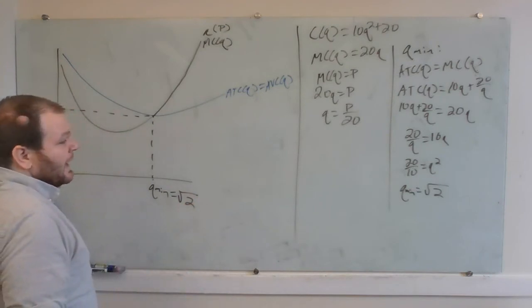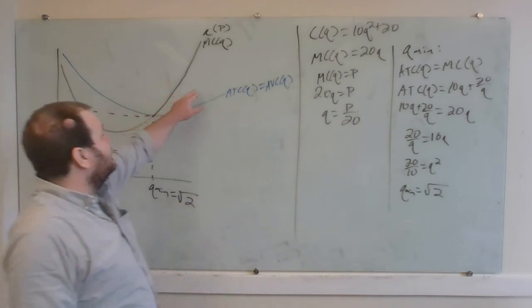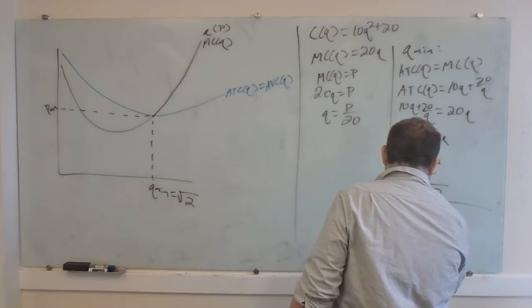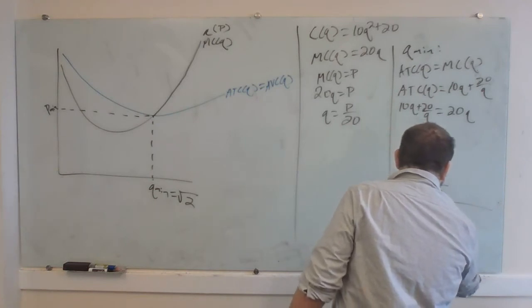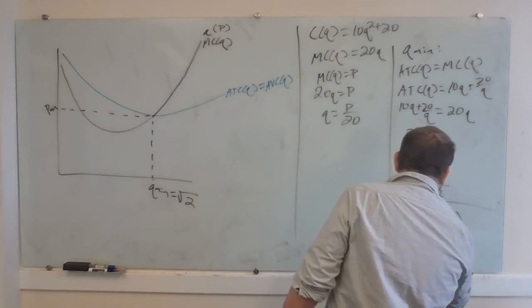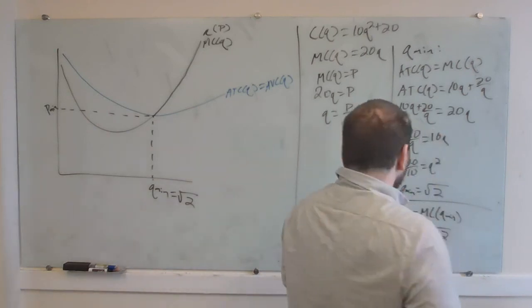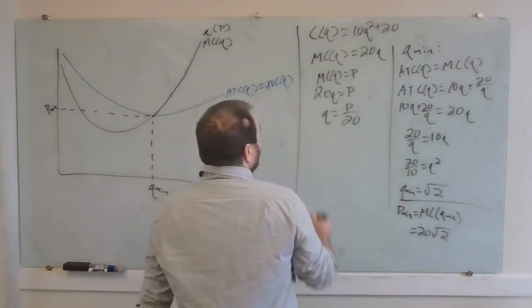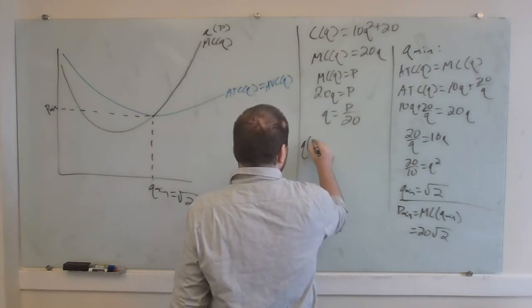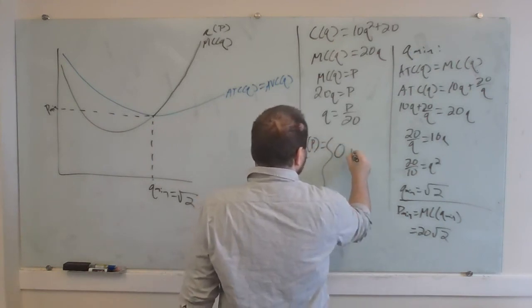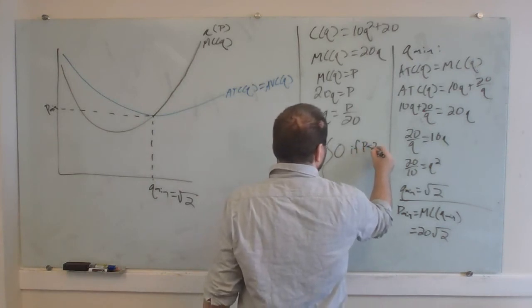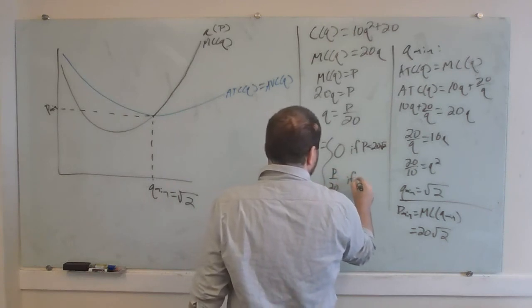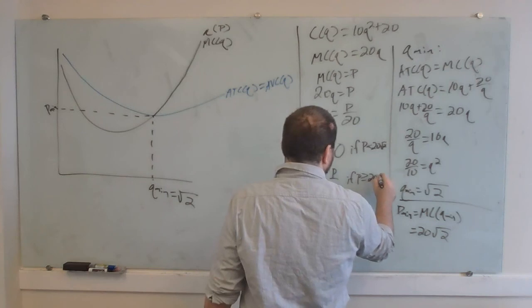How do we find our P min, which is what we actually want? Well, we can just plug that into either function we want, right? Marginal cost or average total cost. I prefer marginal cost. We say P min is the marginal cost of Q min, right? So this is just going to equal 20 root 2. So now we found our firm supply curve, right? We can say our supply Q of P is going to equal 0 if P is less than 20 root 2, and P over 20 if P is greater than or equal to 20 root 2.